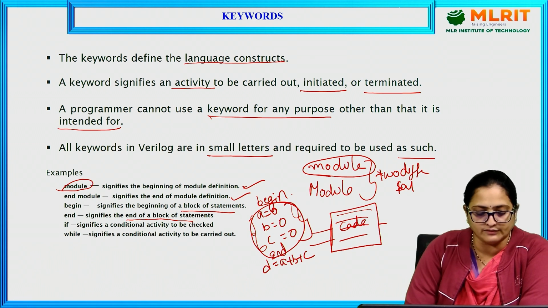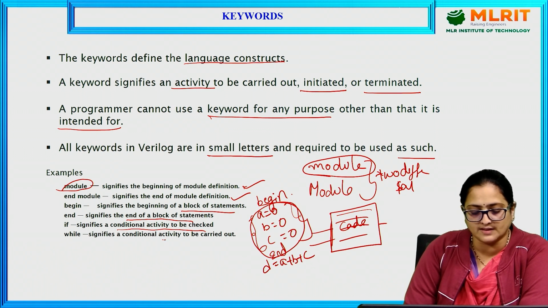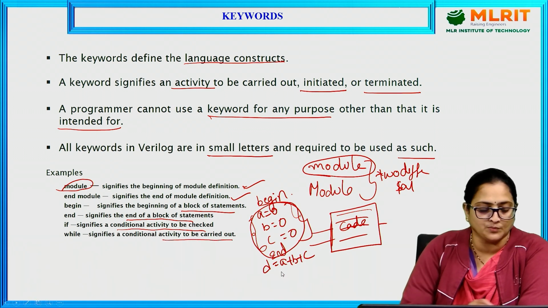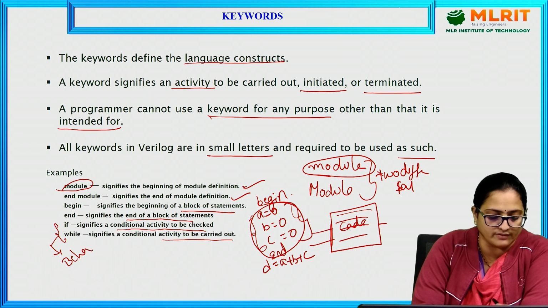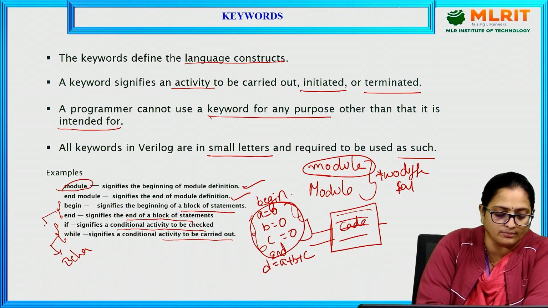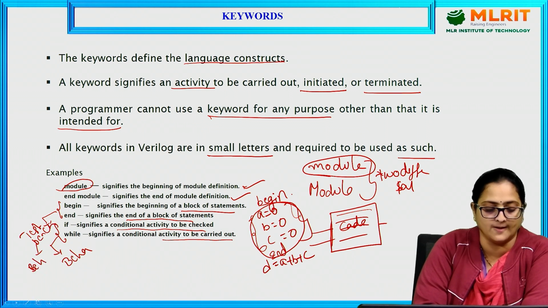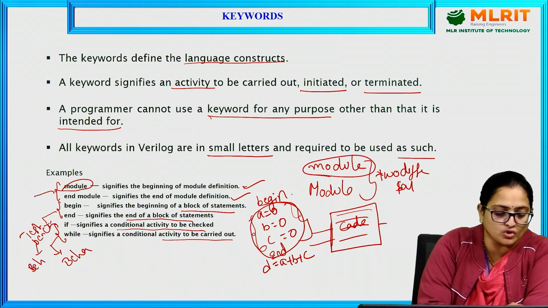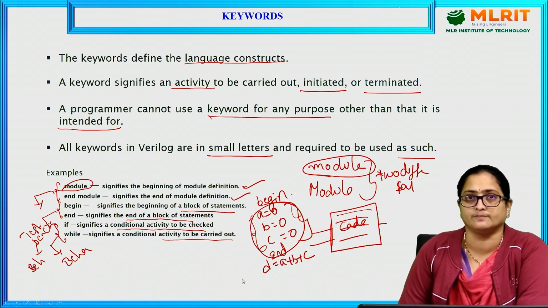If signifies the conditional activity to be checked, while signifies the activity to be carried out. These two can be used in behavioral level and in test bench programs. And module and endmodule will be used in all the programs, either a test bench or a design description.